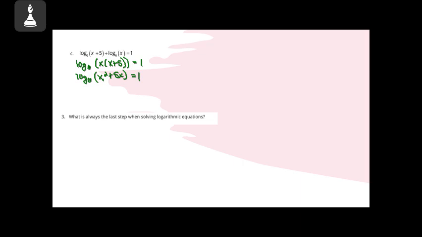Single log, so base, answer, exponent, I'm going to go to my exponent form. So 6 to the first power equals x squared plus 5x. All right, so we have an x squared though, so we need to get everything to the one side and see if we can factor this. So I'm going to move this 6 over. So I have 0 equals x squared plus 5x minus 6.